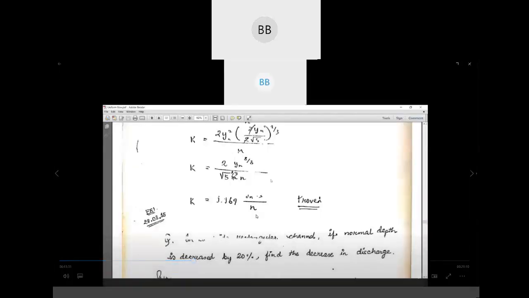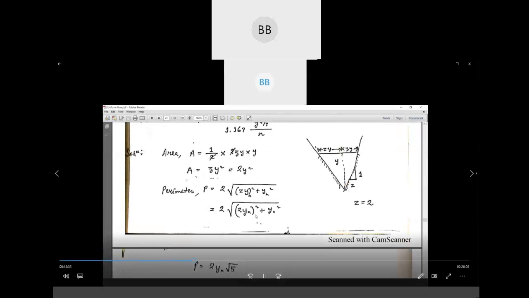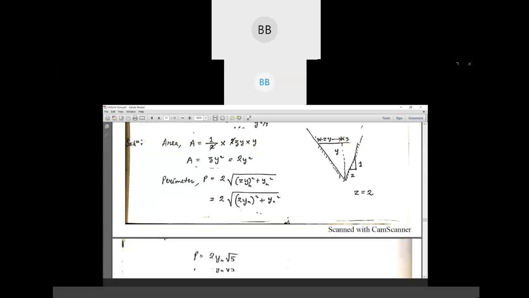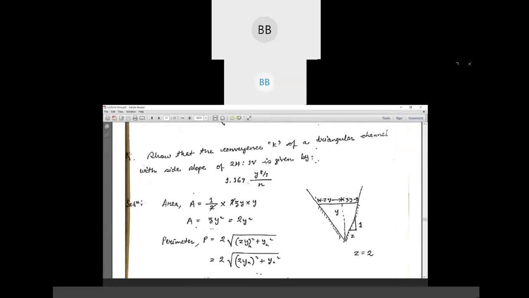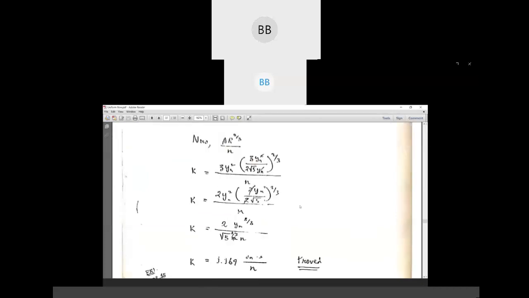it's very easy. First you have to derive for area, then you go for wetted perimeter, then you directly use the expression for K. We have two expressions, one related to Manning's and one related to Sage's. As in the given expression, we have small n, so that is why we have used Manning's equation. You directly substitute the values we have already derived, area and perimeter, and if you further simplify, you will get this expression.